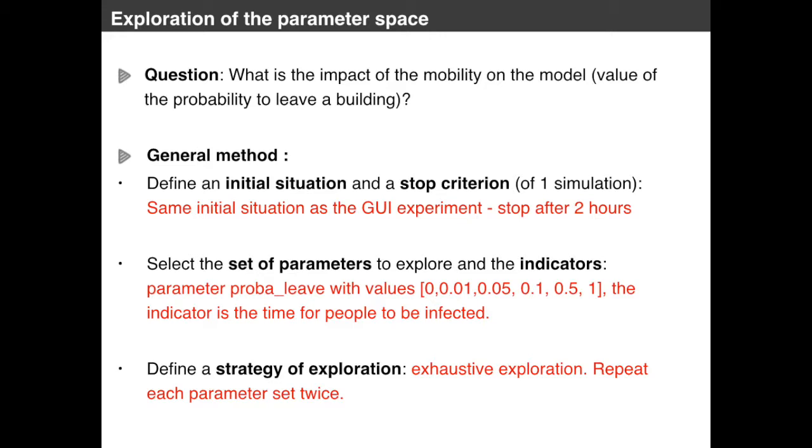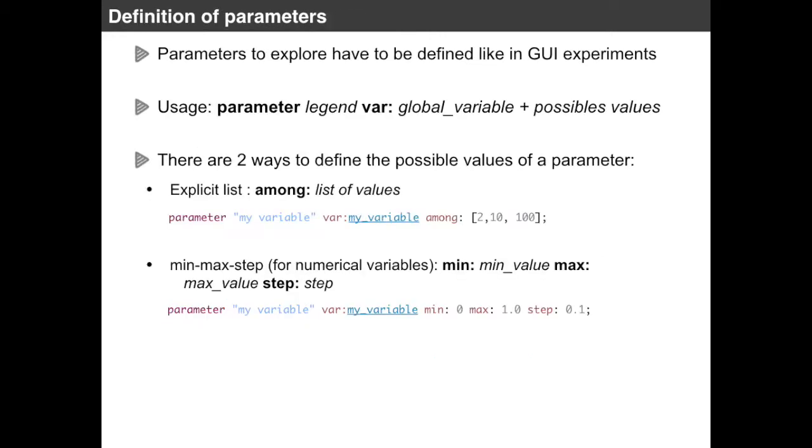In this example, we have only one parameter to explore, the probability to leave a building. We define 5 possible values for this parameter: 0, 0.01, 0.05, 0.1, and 1.0. Concerning the exploration method, we use an exhaustive exploration. We will execute 2 simulation runs per parameter set.